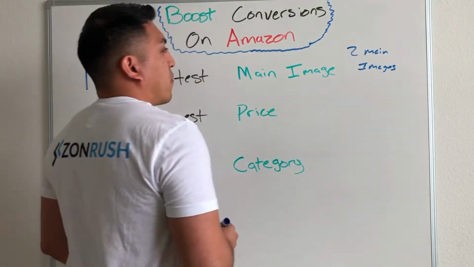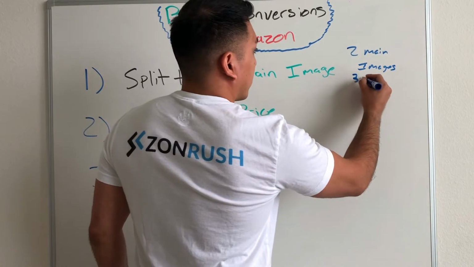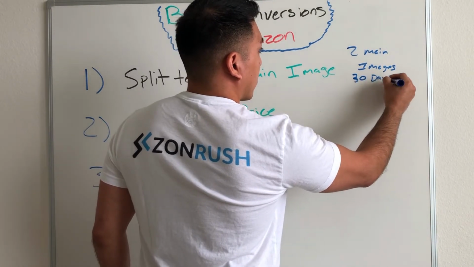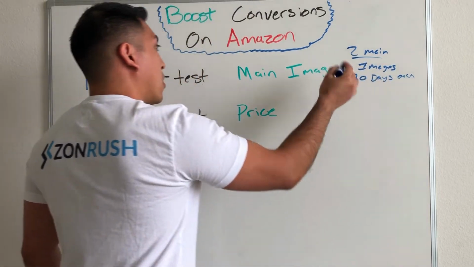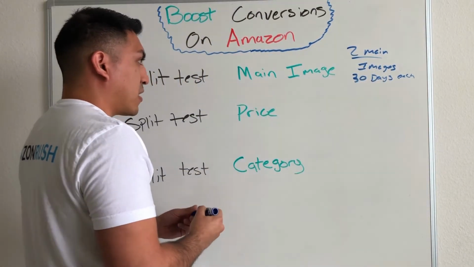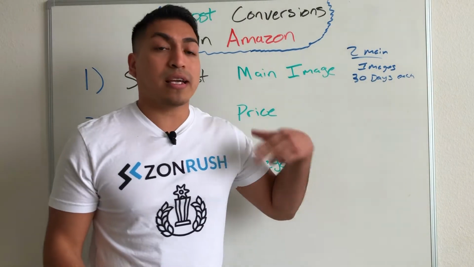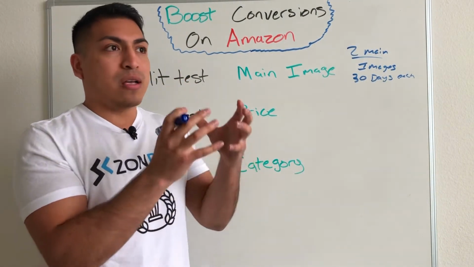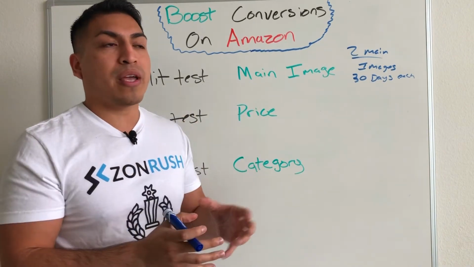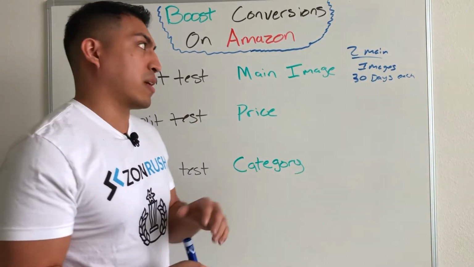And you'll let these run for 30 days each. Okay, so 2 main images. When you launch, for the first 30 days have 1 main image, second month have your other main image, and you'll see a clear distinction in conversion rate, and you'll go with the winner obviously at that point.